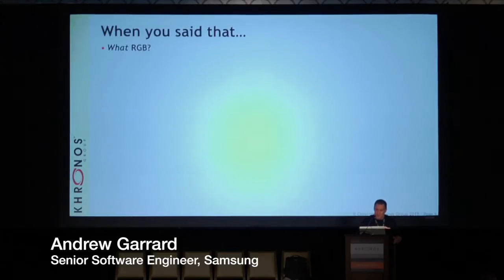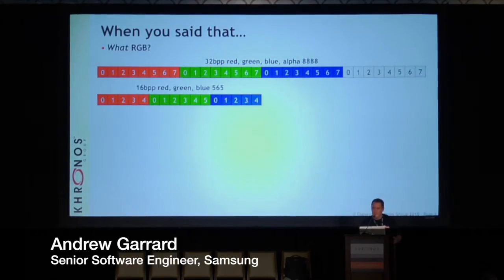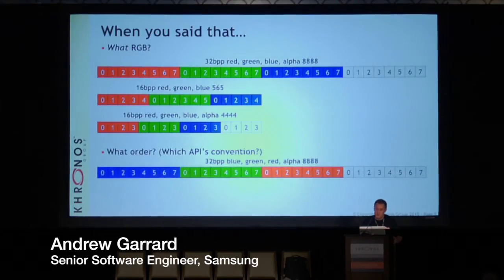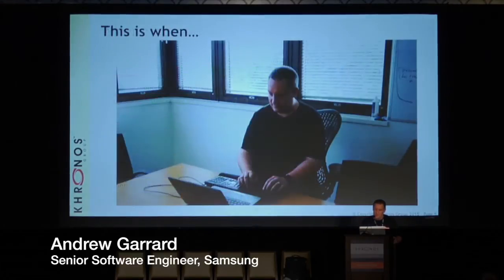Well, what RGB? Maybe you meant obviously 32 bits, because that's the obvious thing to work with. Or maybe you meant obviously 16 bits, or a different 16 bits. And maybe that order was the obvious one for you, and that's what you decided to use. But different APIs have different ideas of which order is obvious. And you're doing this for a little bit, and then it doesn't really seem to work.